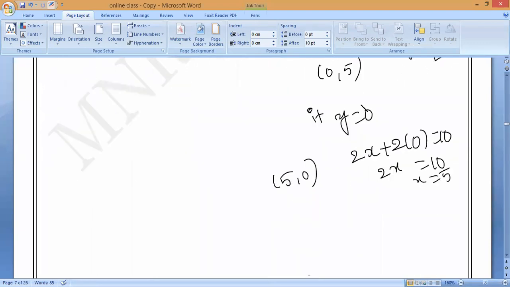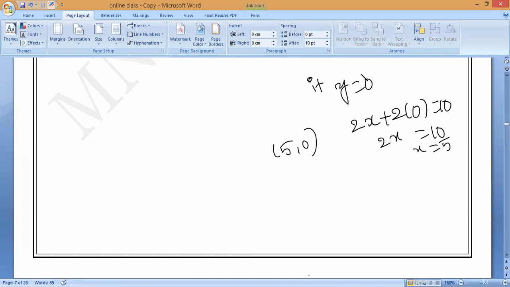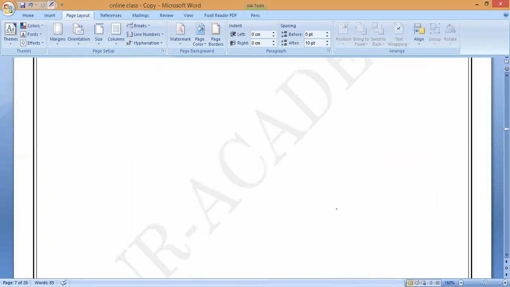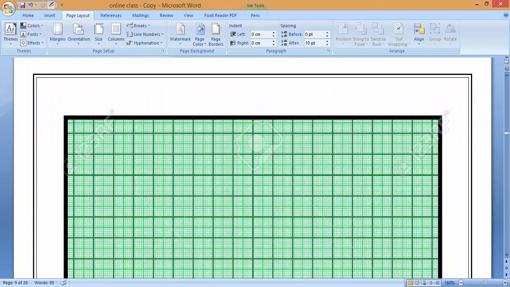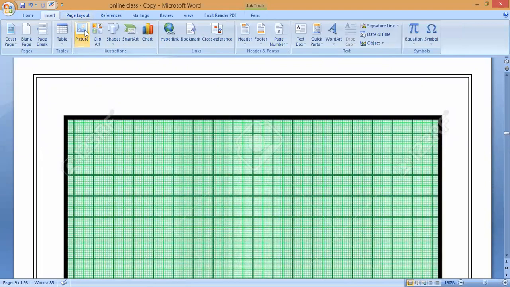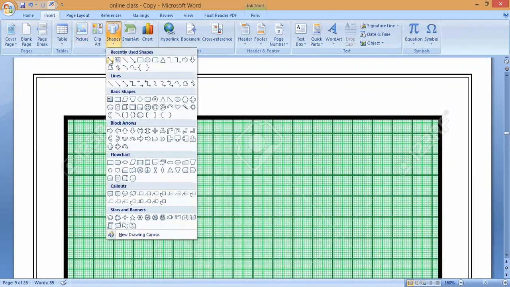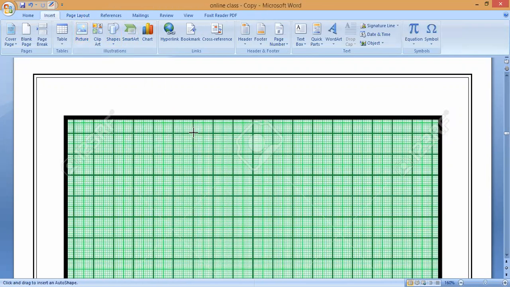Now plot the graph. All of you use graph paper. Draw the x-axis and y-axis. What is the maximum value in the graph? The maximum value is 10. We need to go a bit bigger. Simply you can draw. Are there negative values? No negative values.